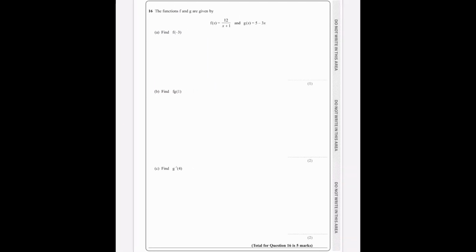Question 16, plugging -3 into the function, it's 12 over -3 plus 1, which is 12 over -2, which is -6. And then for B, you can construct f of g of x and plug 1 in. I think it's easier to just calculate g of 1, take the output, and then plug that into f. So g of 1 is 2, f of 2 is 4, so the answer is 4.